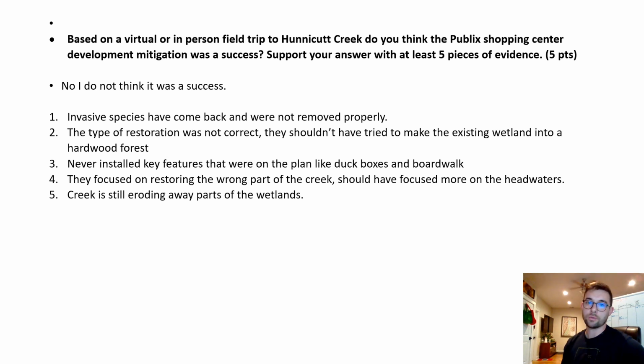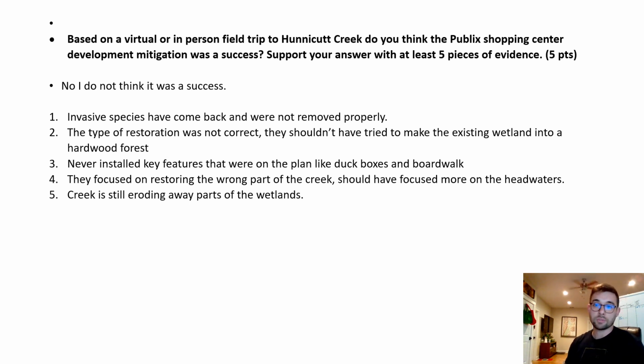Overall, no, I don't think it was a success. I don't think it was a huge waste of time, but I also don't think it was as good as it really should have been. Invasive species, they came back. I know the potato vine, while native, is also invasive and pretty harmful to that area. It doesn't look like they tried too hard to get it to go away.